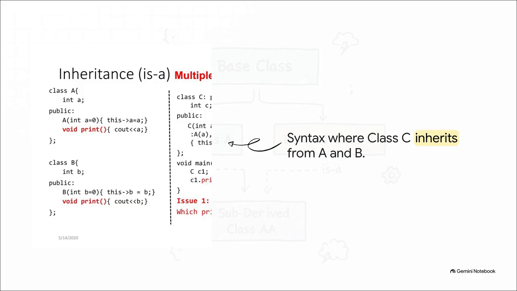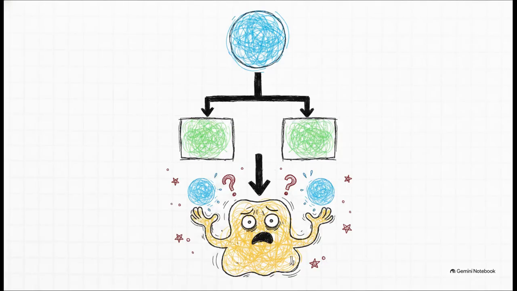Did you know C++ actually allows a single class to inherit from multiple parents simultaneously? It's true. Say class C inherits from both class A and class B. It's a super powerful tool when used right. But what happens when things go horribly wrong in complex class genealogies? Enter the infamous diamond problem.